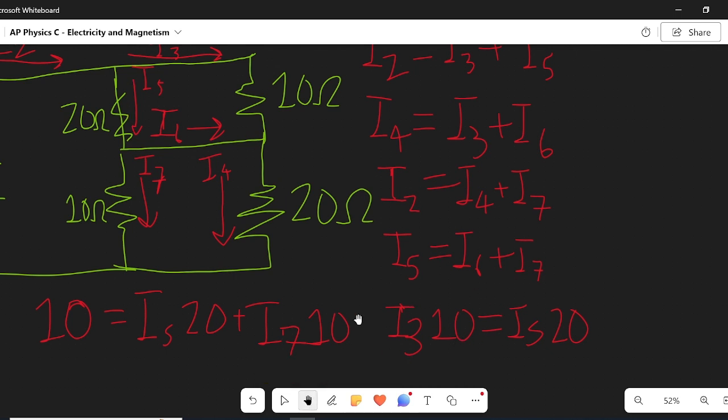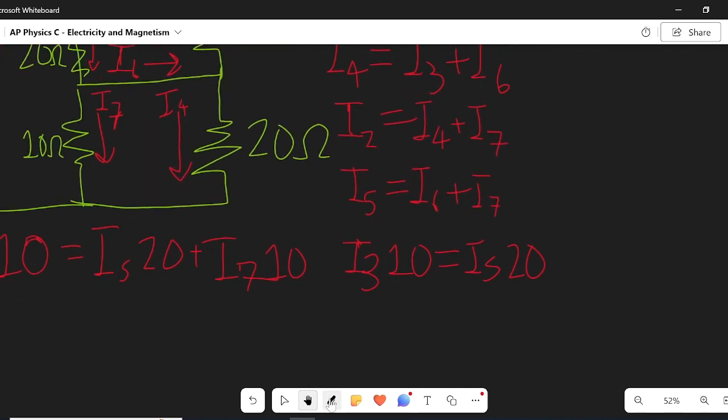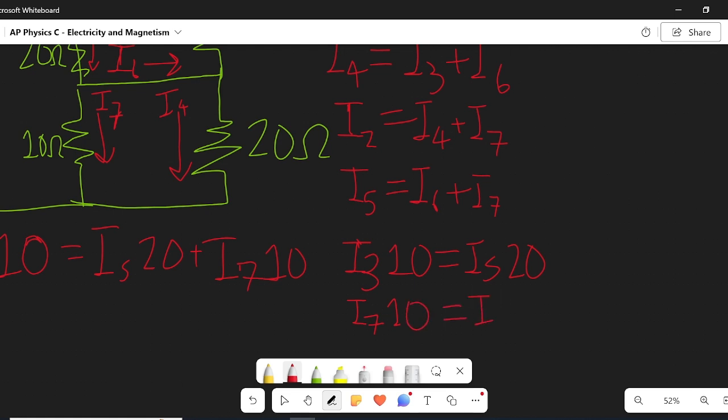And lastly, we can also make another equation with this loop, where the potential drop in this loop must be equal. So we can once again say that I7 times that 10 ohm resistor equals I4 times that 20 ohm resistor.